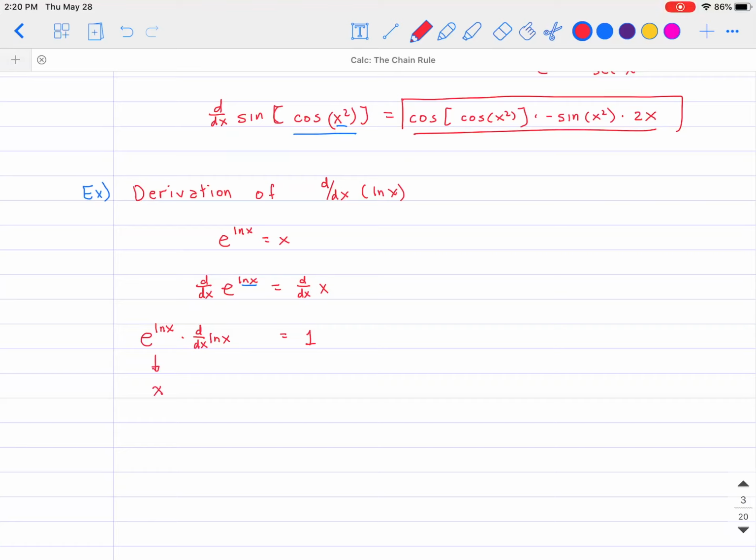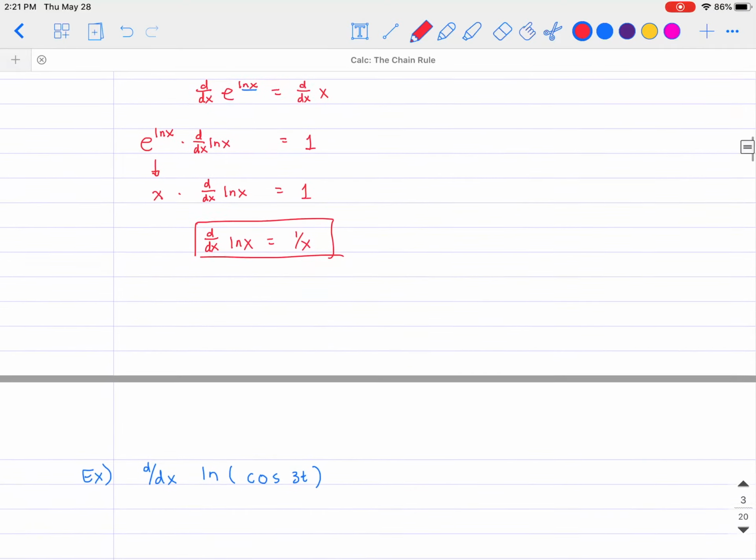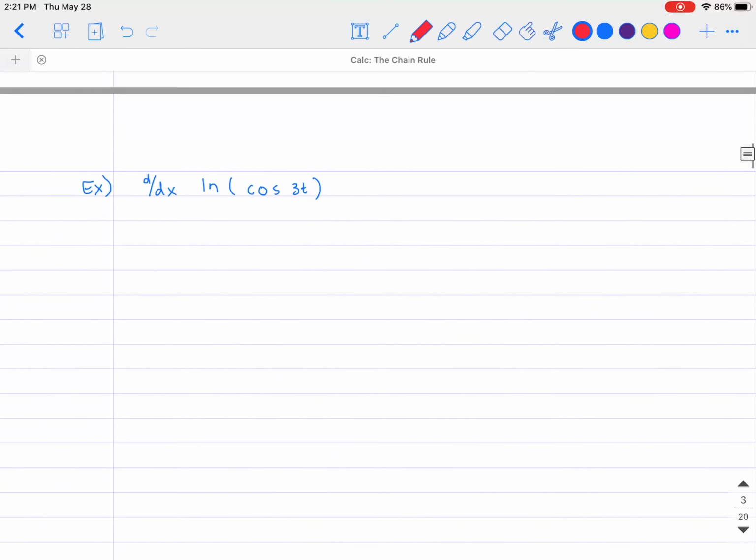E to the ln of x, remember we said that that's the same thing as just plain old x from the very beginning. Multiply by the derivative of ln of x, which we don't know and want to solve for, so we're going to leave that alone. Now if we divide both sides by x, then the derivative of ln of x, what we're trying to solve for, is 1 over x. And now that's something we can actually use for a lot of these things that we're going to see within the next few sections.